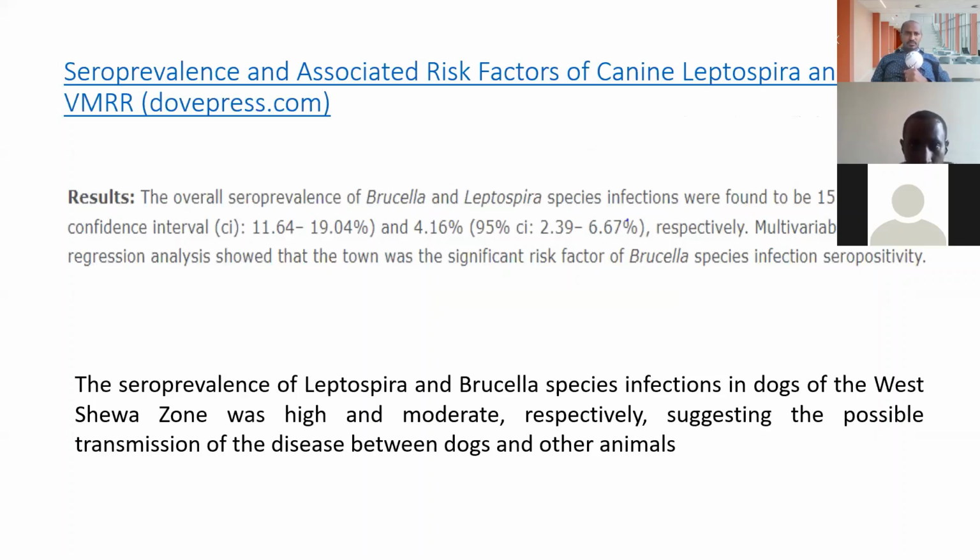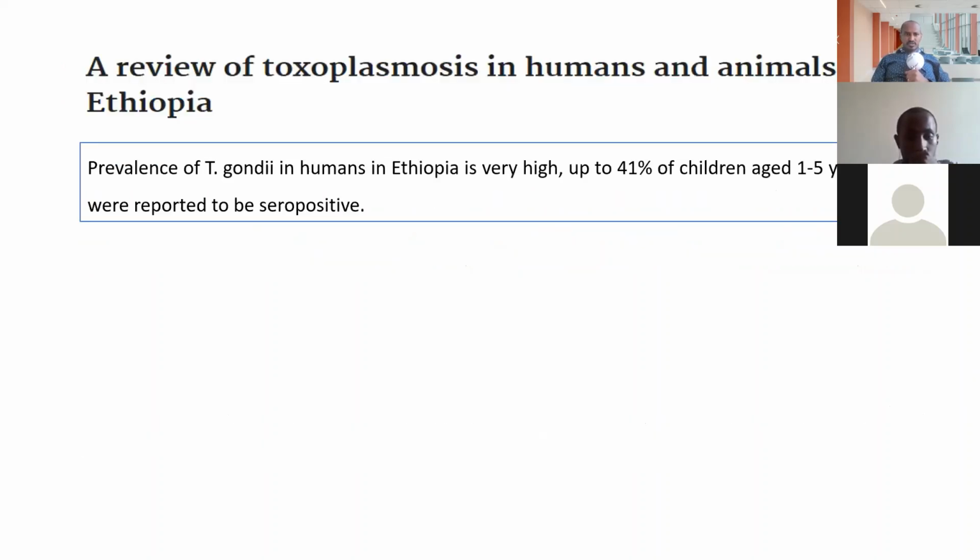The other most important ones are canine leptospira and brucella. So as you see, how is the burden? The overall prevalence of brucella, for example, is around 50%, whereas for leptospira species it is almost 4%. So really, it's also endemic. Both of them are present. This is an indication of the seroprevalence study. So this leptospira and brucella infection is really high in Ethiopia. So we need to think of possible ways to control such diseases.